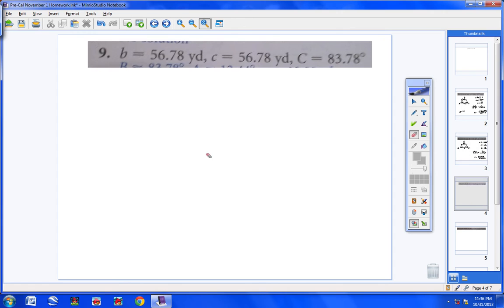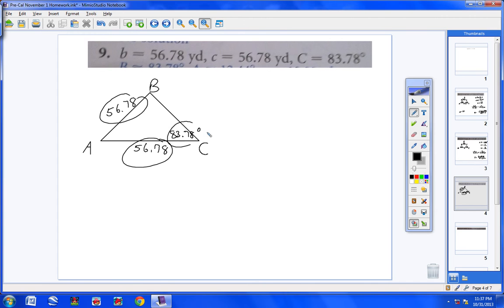Continue to work hard. Let's take a look at number 9. The first thing we do is we write our triangle, and we're going to label it A, B, C. And then let's see what we got. Little b is 56.78. Little c is 56.78. And angle C is 83.78 degrees.